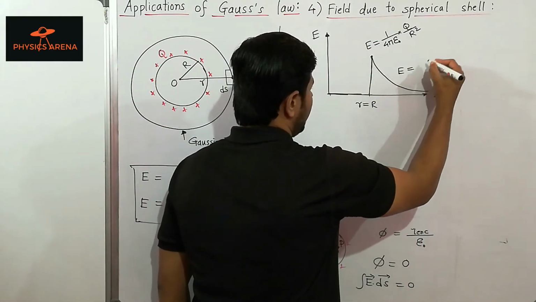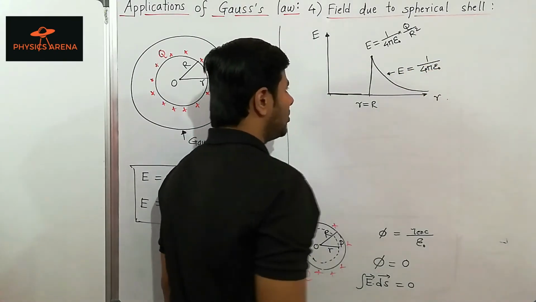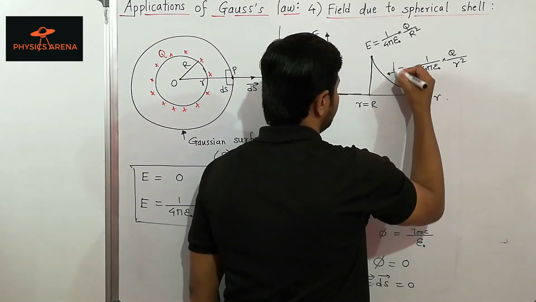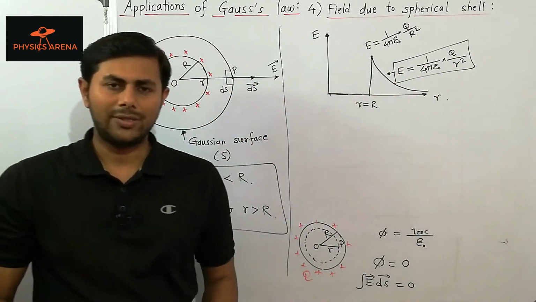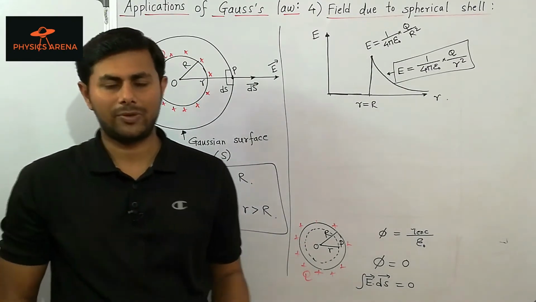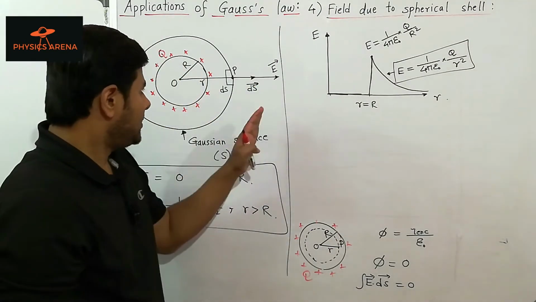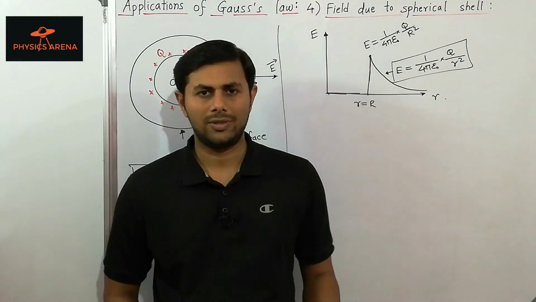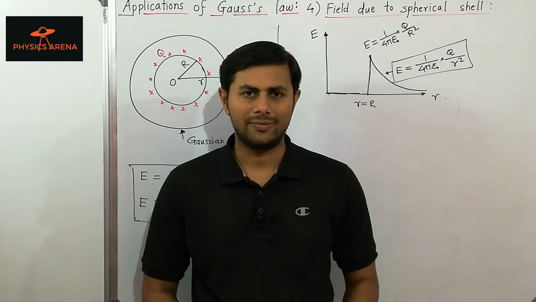So this is E equal to 1 over 4 pi epsilon naught multiplied by Q over r square. So for a point in the exterior region, this spherical shell behaves as if a point charge is kept at the center, and in the interior region the electric field is just 0. Now let's think, why would the electric field be 0 in the interior region?